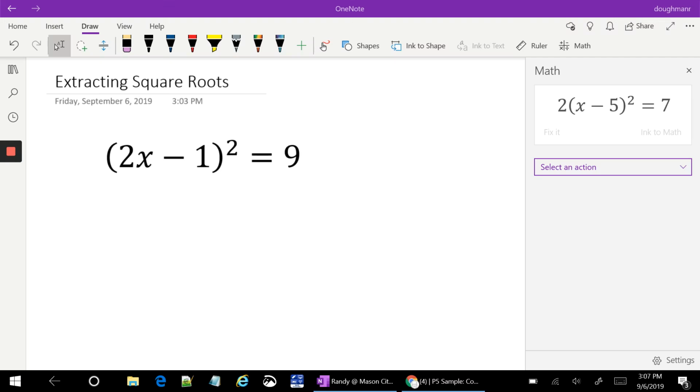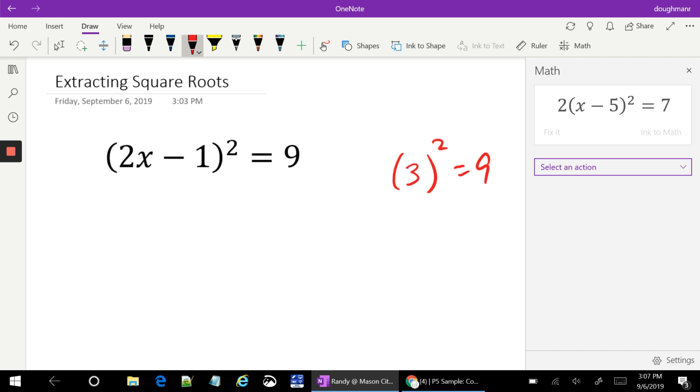One of the ways we're going to solve quadratic equations is using a method called extracting square roots. And here's the example. Look at the example above. 2x minus 1 quantity squared equals 9. We can really take the square root of both sides, or we can think this way. What number squared equals 9?